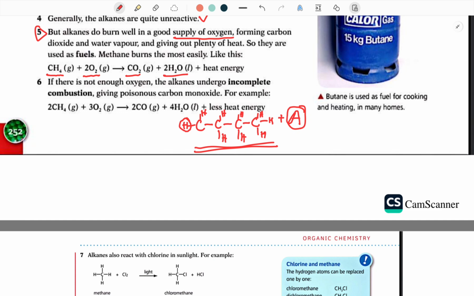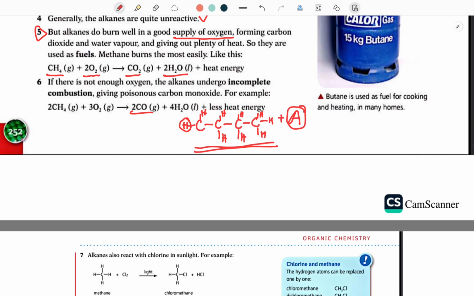At the same time, these same alkanes also react with a little supply of oxygen, or small quantities of oxygen, but this time they produce carbon monoxide and water plus less energy. So these are the two equations. Please make sure you practice them and know how to balance them, because they will ask important questions, especially in section B.